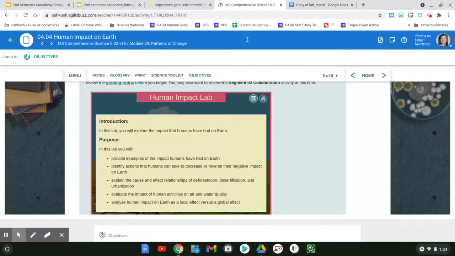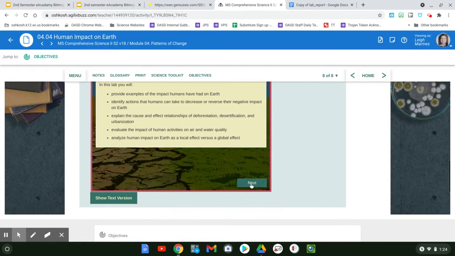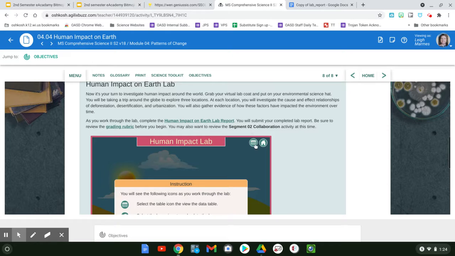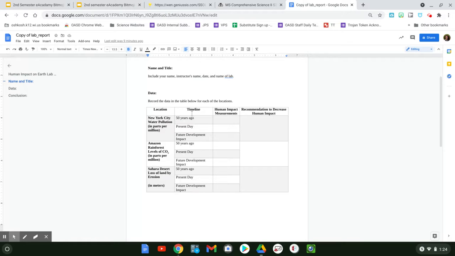So if you look at the lab, the purpose is to understand what deforestation, desertification, and urbanization are. Then you'll press next. Remember, like before, you're going to have to fill out this chart before you can move ahead. So understanding that you're filling out this chart, but you're also filling out the chart here. Okay, that's something to note.